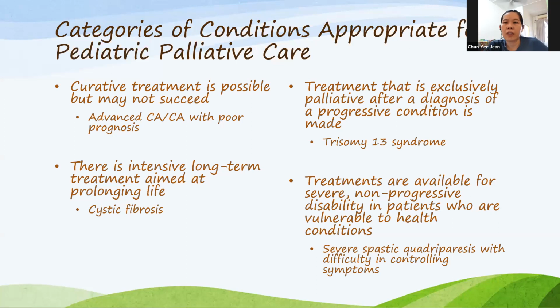There is intensive long-term treatment aimed at prolonging life. So these are children who, with treatment, can have a relatively good quality of life. So cystic fibrosis, they can live until their adulthood, isn't it? But with proper treatment. So the last one will be that CP thing as well.